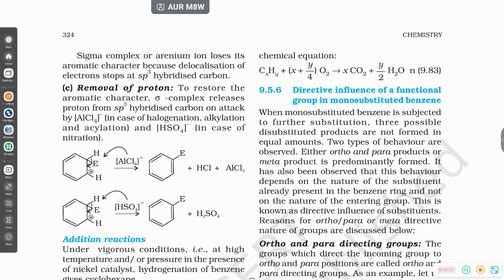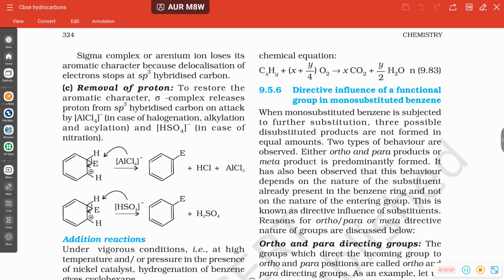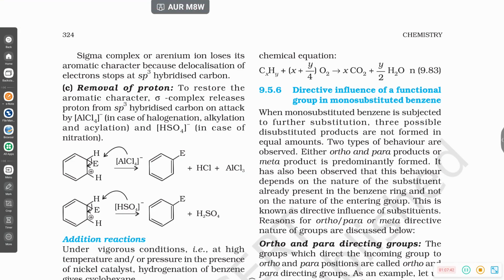Then what will happen? Here E plus is removing. No, not E, hydrogen is removing. And the hydrogen will go and attack here, and AlCl3 itself will form. Hydrogen is going, AlCl3 is regenerated. Where COCH3 is there, H will go, HCl plus AlCl3 will form. Third step, removal of proton.